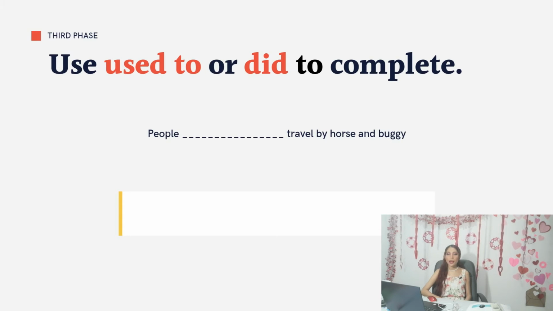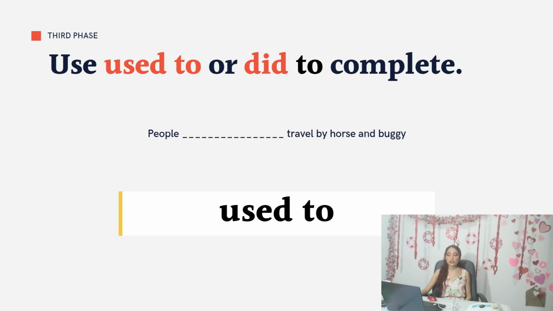So, I hope that you are ready with your answer. If your answer was used to, perfect. People used to travel by horse and buggy. We're not using did because it is not a question, because used to suits best. Because if you used people did travel by horse and buggy, it doesn't have any sense, right? So let's go to the next one.